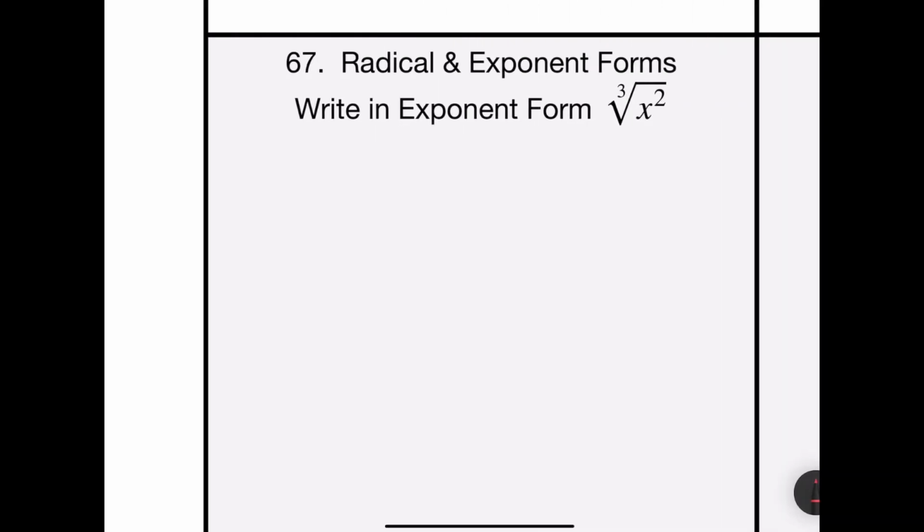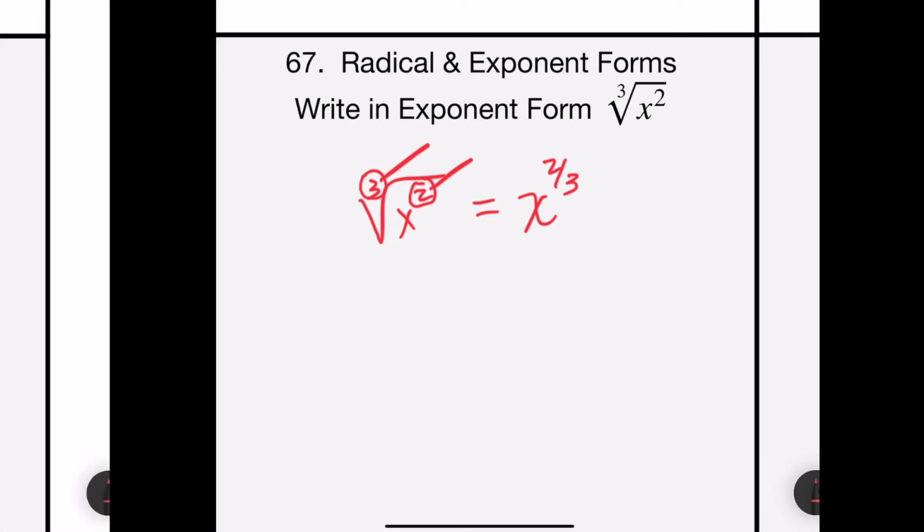Problem number 67 is again radical and exponent forms. It says write in exponent form the cube root of x squared. So I have the cube root of x squared, and remember fractional exponents indicate roots. So 2 will go in the numerator, 3 will go in the denominator, or again, I want to raise the root. So I have x to the 2/3 power.